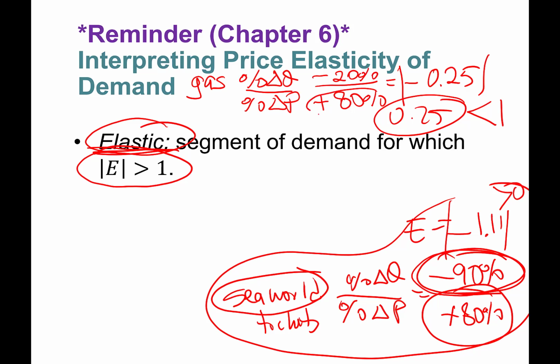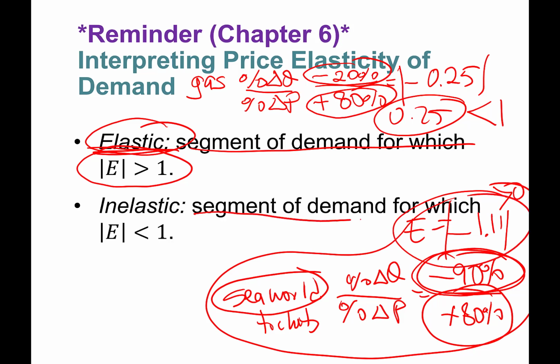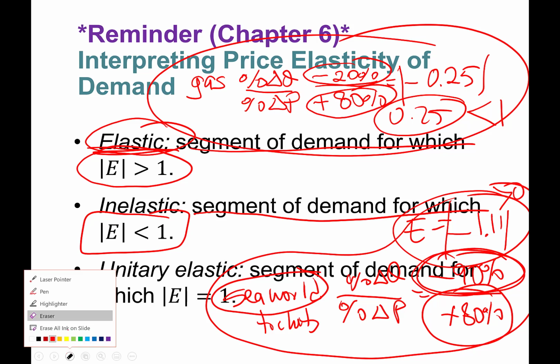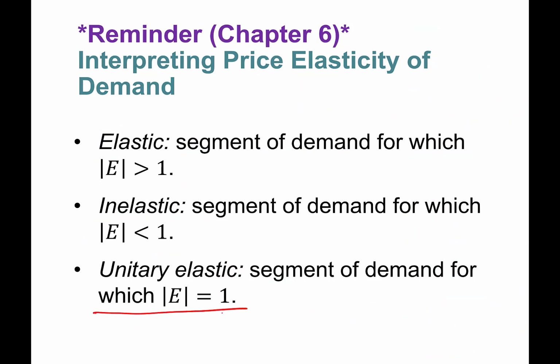Here, an increase in price yields a decline in quantity demanded of gasoline, but it's smaller than the initial percentage change in price. So, elastic segment of demand is one for which price elasticity of demand in absolute value is greater than 1, such as SeaWorld tickets. Inelastic segment of demand is one for which price elasticity of demand is less than 1, such as gasoline. And unitary elastic segment of demand is one for which price elasticity of demand is exactly equal to 1.